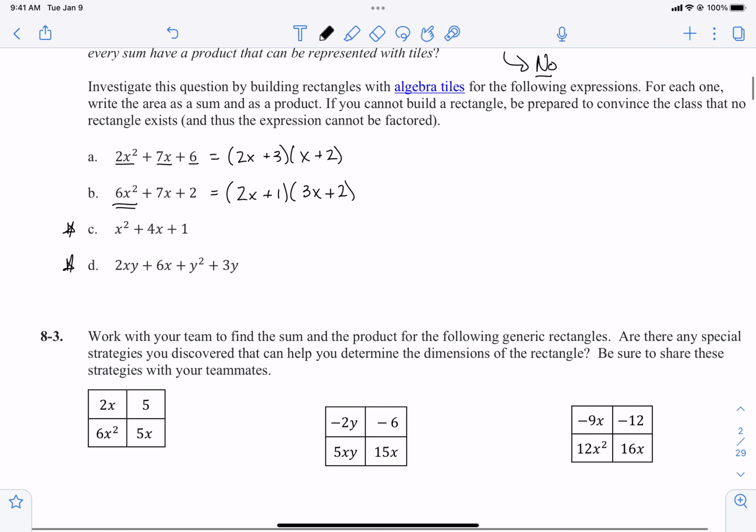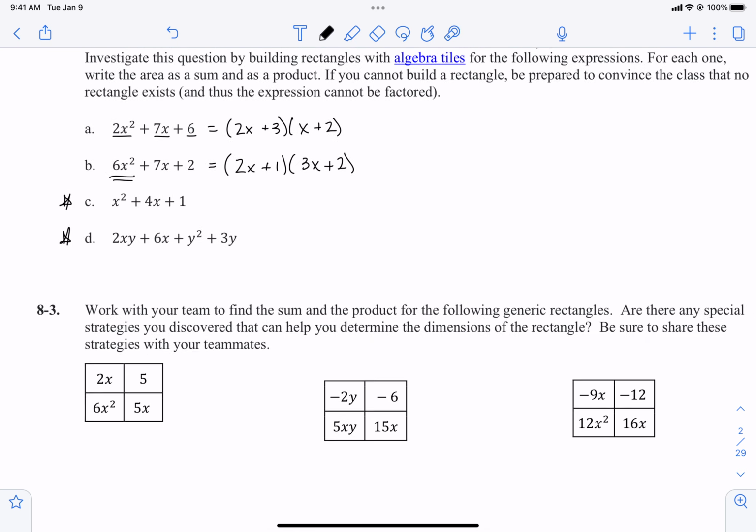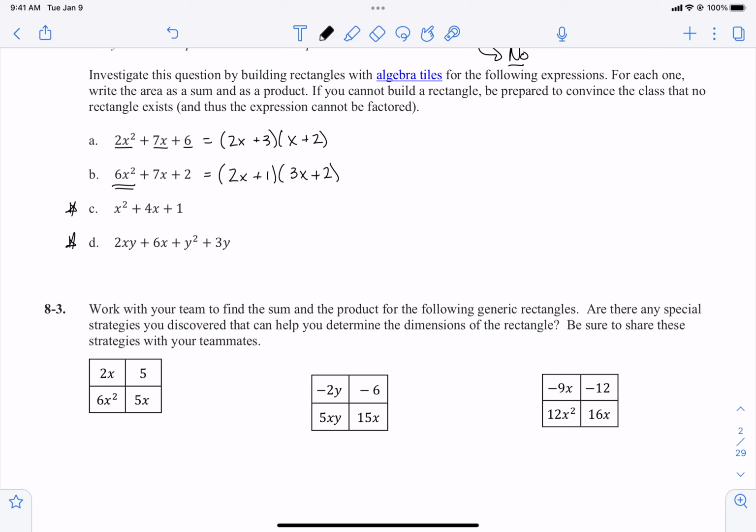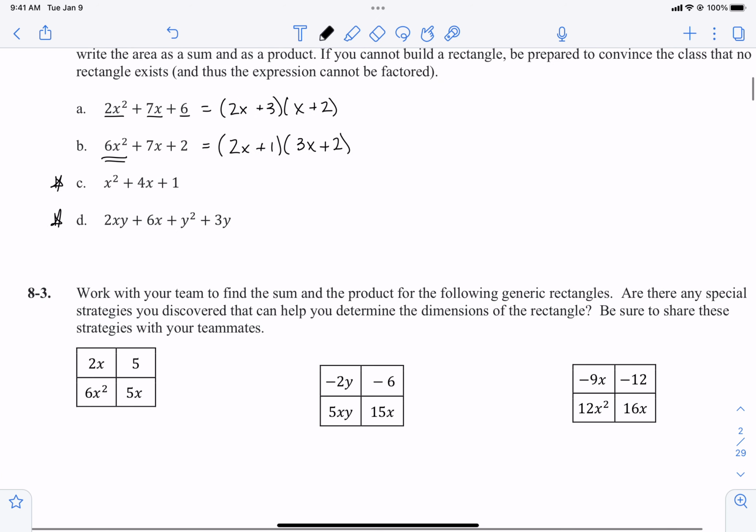Welcome back. Hopefully you were able to find a way to factor both of those 2 problems. And now we're going to keep moving on to 8-3. It says, work with your team to find the sum and the product for the generic rectangles below. Are there any special strategies you discovered that can help you determine the dimensions of the rectangle? Be sure to share those strategies.